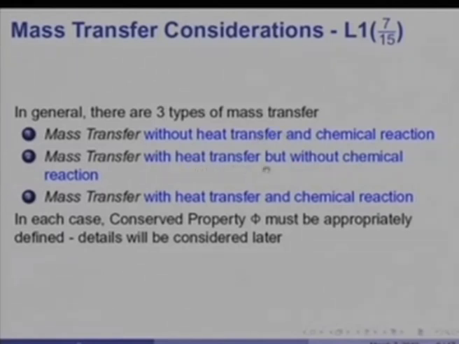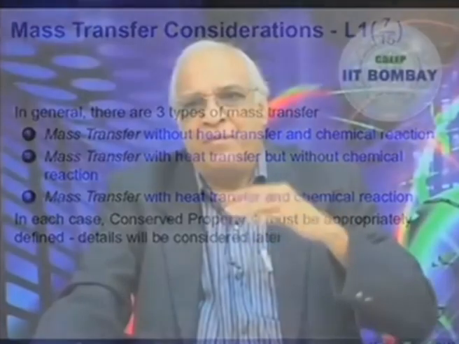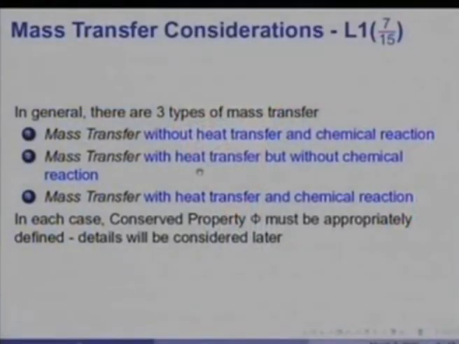Mass transfer with heat transfer, but without chemical reaction. Now, imagine that the ambient is hotter than the interface temperature, and it is still hotter than the temperature deep inside the pond. Obviously, there would be heat transfer into the water, but there would be mass transfer accompanied by heat transfer. Of course, evaporation is an inert process. There are no chemical reactions taking place in any of the phases, and therefore, we call it mass transfer with heat transfer, but without chemical reaction.